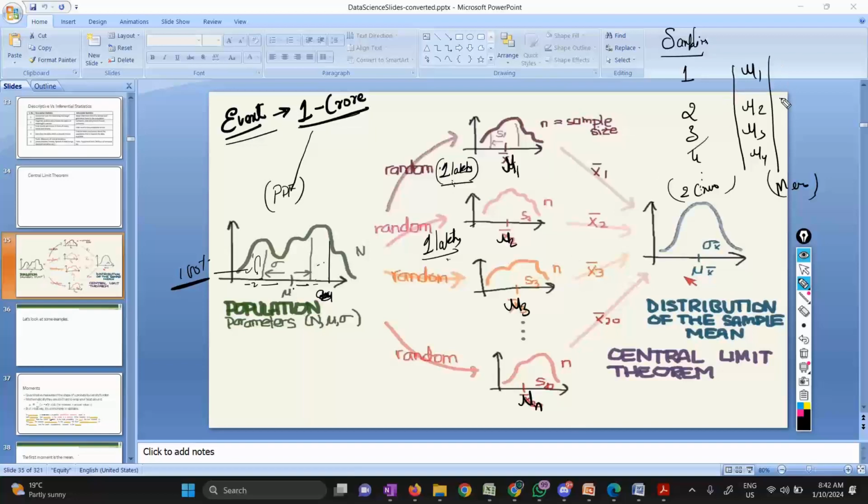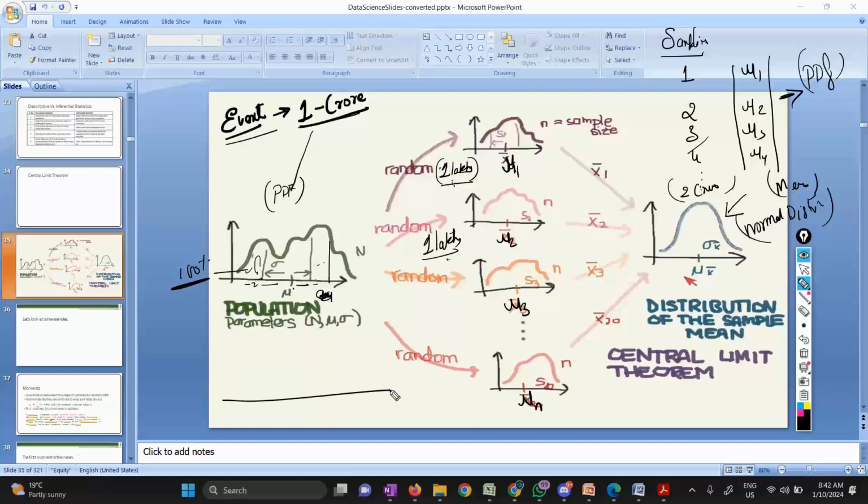What if I plot this? What is the PDF of these mean values themselves? That PDF will always be a normal distribution. So the end point is a normal distribution. I'm not saying it's destiny. It's not like that. This is a finding.